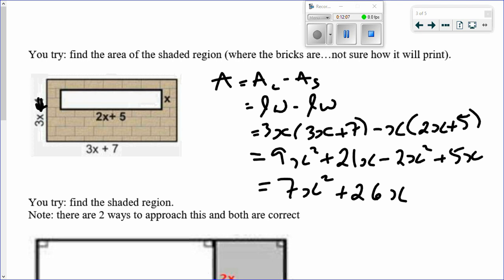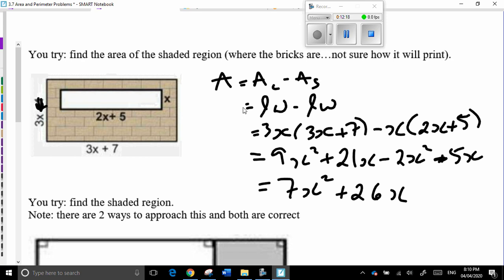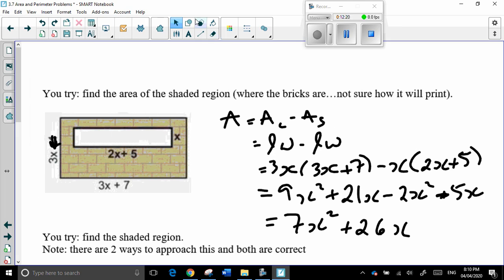And I messed something up. Oh, that should be a minus. That's why. Where'd my eraser go? There it is. So that should be a minus, which is going to change that. There we go. Okay.